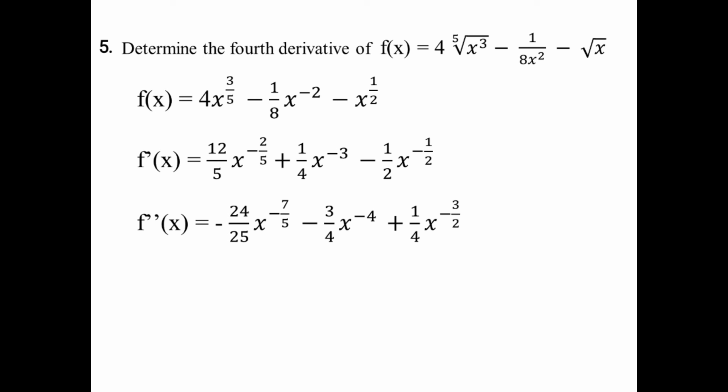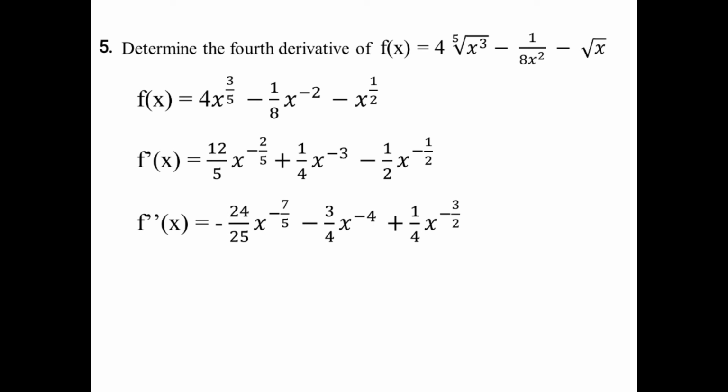And for our third term, we have 1/2 x raised to negative 1/2. And then we need to multiply negative 1/2 to our 1/2. Then we will have negative 1/4. And our exponent negative 1/2 turns out to be negative 3/2 because we subtract 1 from the exponent negative 1/2. That is why we have x raised to negative 3/2. So we're done with the second derivative already.